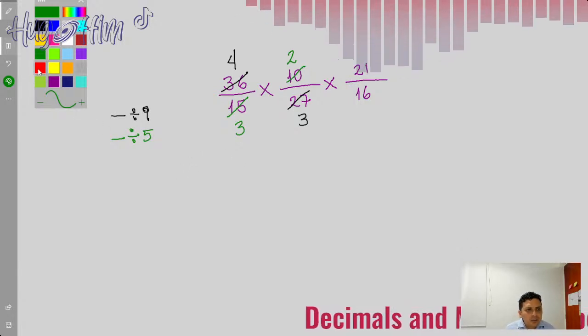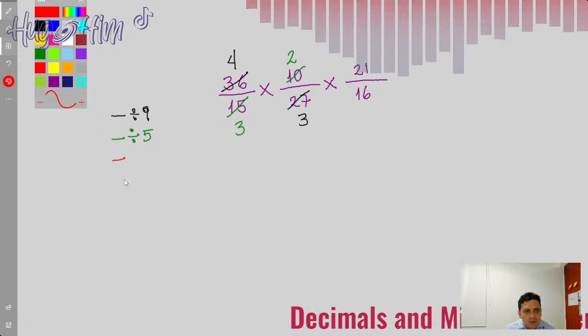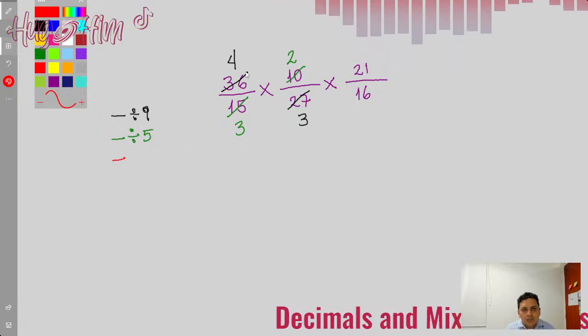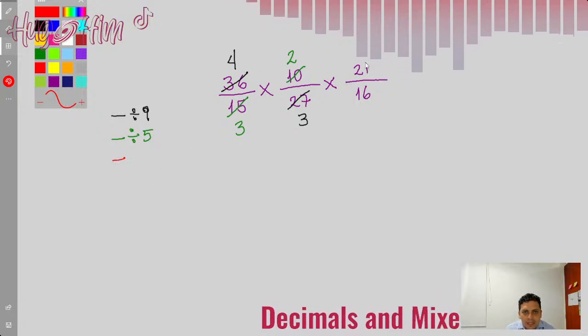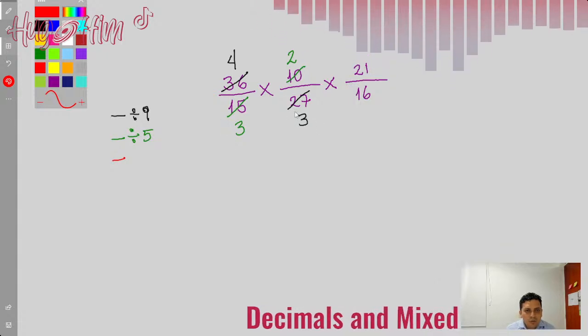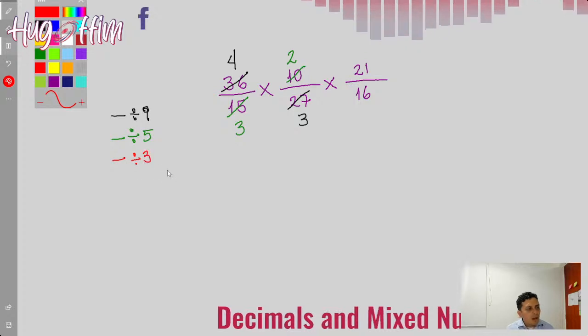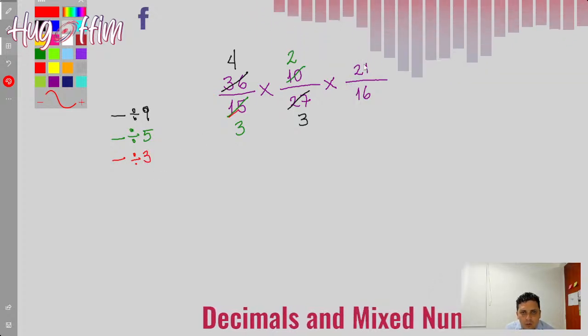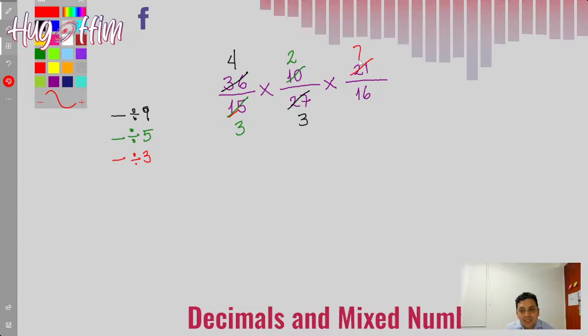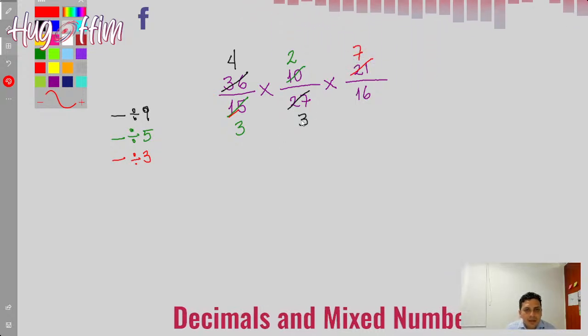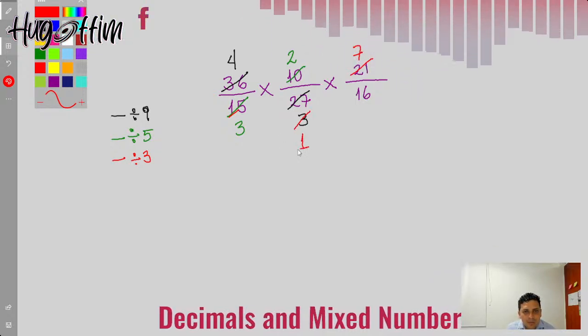More common factors, let's put it in red. Try to identify another common factor. So let's say, for example, 21 has a common factor with one of these 3. So I'm going to divide by 3. So 21 divided by 3 is going to be 7, and 3 divided by 3 is going to be 1.